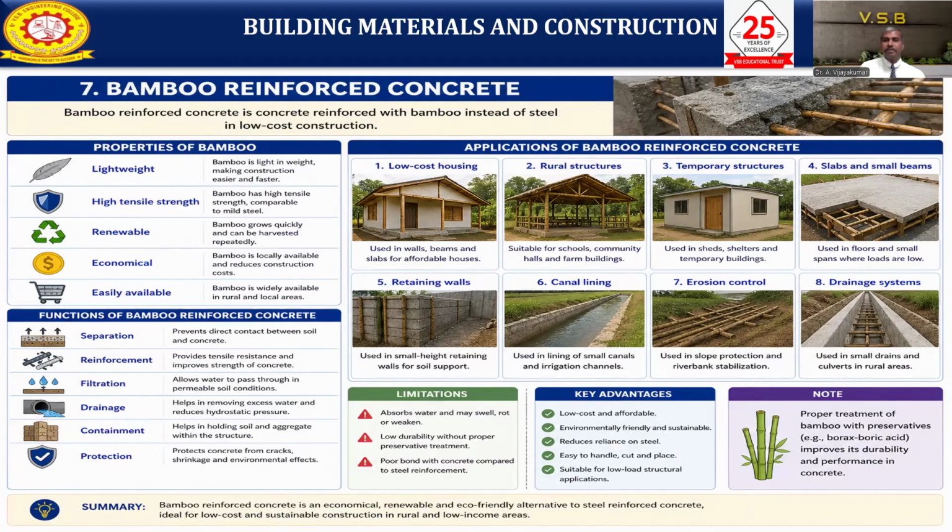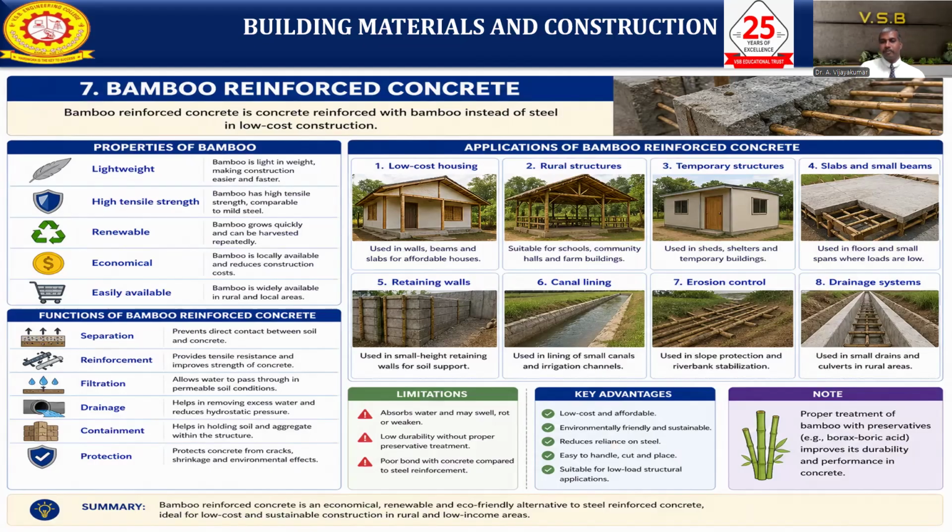So what are the limitations when you're using bamboo? It will absorb water, so swelling will happen, and it may rot or weaken the structure. Low durability without proper preservative treatment, because natural material will be affected very easily. Poor bond with concrete compared with steel reinforcement. In steel we have threads, but in the case of bamboo, that won't happen. That's why the bond is very important for structures.